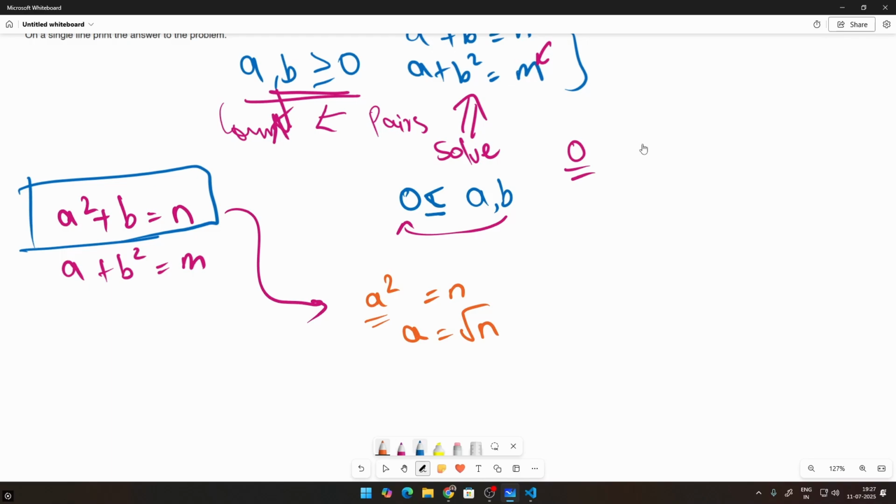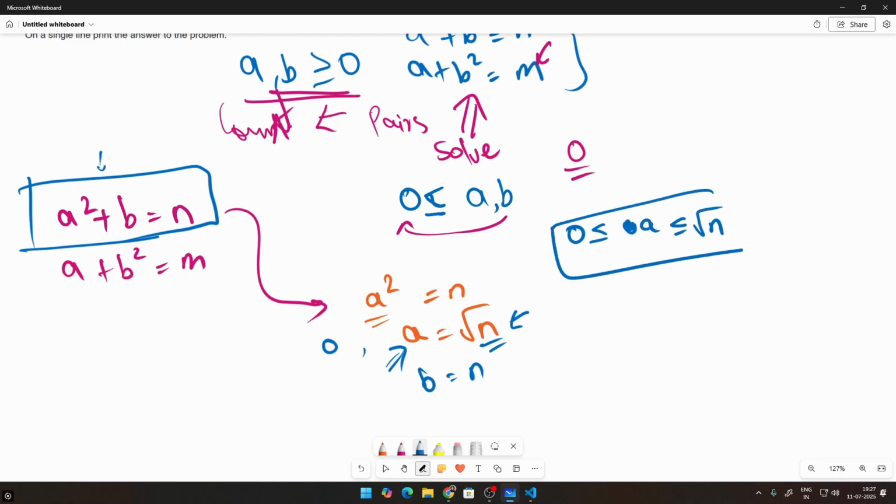So again, in the same equation, I can apply a equal to 0. In that case, what will happen? b will be equal to n. Make sense? Now, a can be 0 to n, but we obviously know the root of n is definitely greater than 0, and we know that the maximum limit for a here will be the square root of n. Therefore, the values of a will be up to the square root of n. This is something that we need.